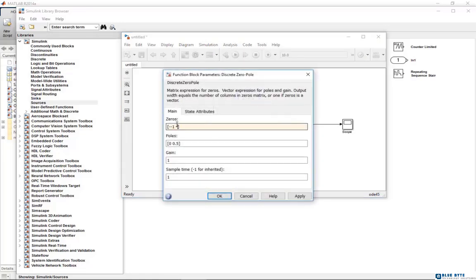I enter the zeros and poles of the system, and you can see that the output is the same as the continuous system.